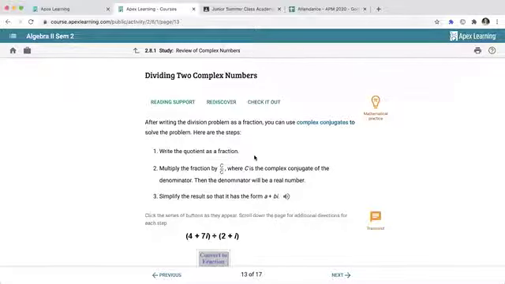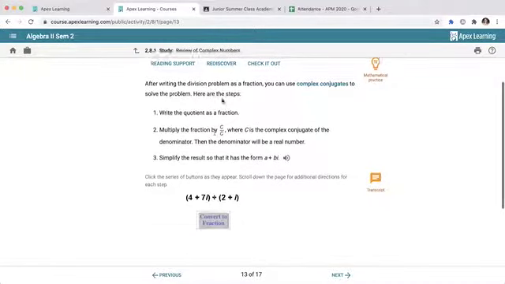So the first step is going to be the same: write the quotient as a fraction. Now, this step is going to be a new one for this unit. We're going to multiply our fraction by c over c, where c is the complex conjugate of the denominator. If you treat i like a real number, this isn't much different than what we've already done. You multiply the top and the bottom by c over c, and the reason we can do that is because c over c gives us 1, so it's effectively multiplying our equation by 1.